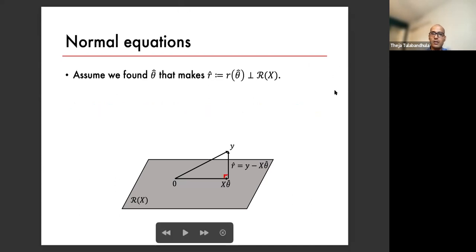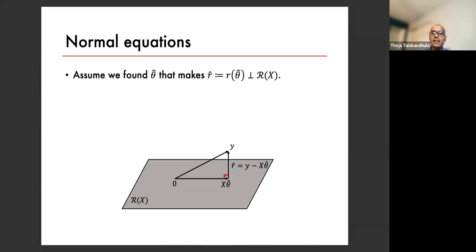So let's say we found a theta hat such that r of theta hat is perpendicular to the range space. Okay, let's say that is true.